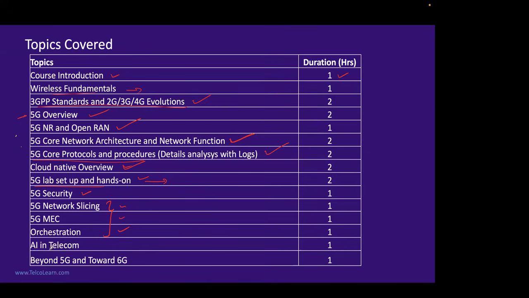And finally, we have a session on AI in telecom. Of course, we have a separate course on AI in telecom if you're interested, but this is going to be a very quick session. And then we have beyond 5G and towards 6G network: what changes are happening as we move from release 15 to 16 to 17, and we are already heading towards release 21, which is going to be the first commercial release for the 6G network.